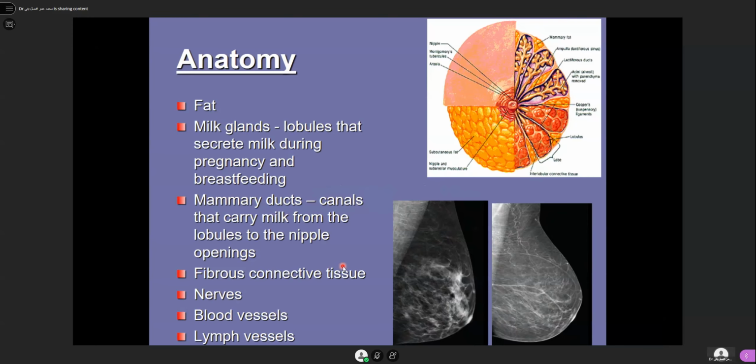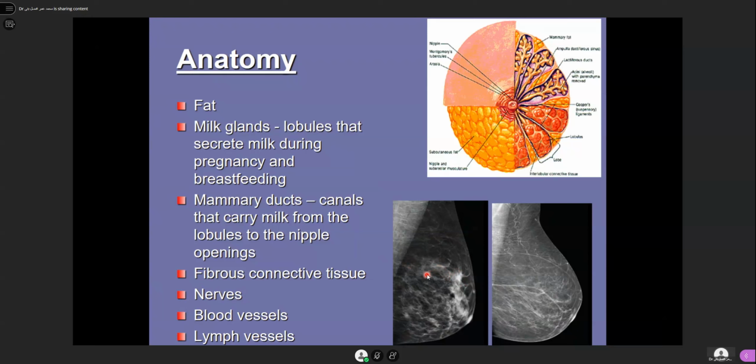After a period of time, there is involution of the breast, and the fibroglandular tissue will be replaced by the fatty tissue. Okay. And this is a mammogram. Mammogram is just like an X-ray of the breast. Okay, and you can see the white tissue.